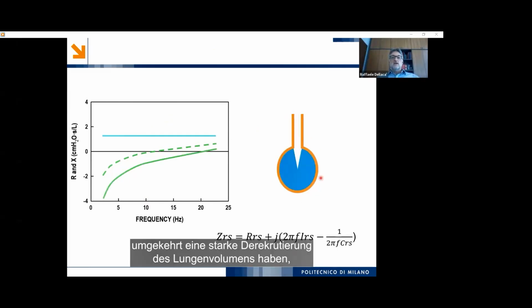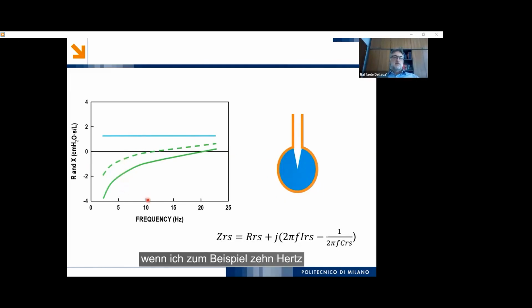Conversely, if we have extensive lung volume derecruitment, what we can see is that the actual lung is getting smaller. So we have this baby lung. The lung is smaller here, and the compliance of this lung will be markedly reduced. The consequence on FOT measurements is what you see in this graph. The reactance in green is now shifted downward. That means that if I'm using, for example, 10 Hz, I will see a more negative reactance that is indicating a reduction of the ventilated lung.